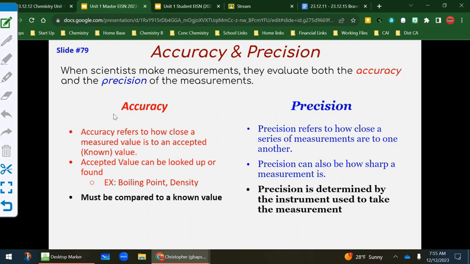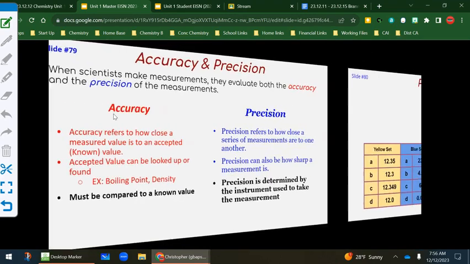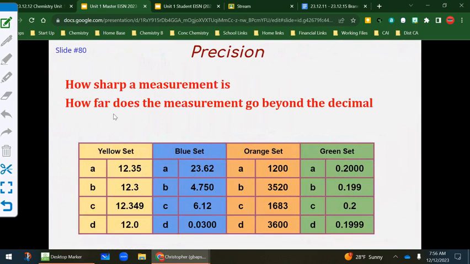Which instrument is more precise? This one, because it goes to the hundredth of a second. So depending on the instrument you are using, ladies and gentlemen, that's going to determine the precision of the measurement that you make. Whenever you choose to use an instrument, or if I put an instrument out there, we have to figure out what the precision of that instrument is, because that's what determines how precise or how sharp your measurement can be. Okay? All right. So we're going to go with how sharp a measurement is, ladies and gentlemen. How far beyond the decimal it goes.